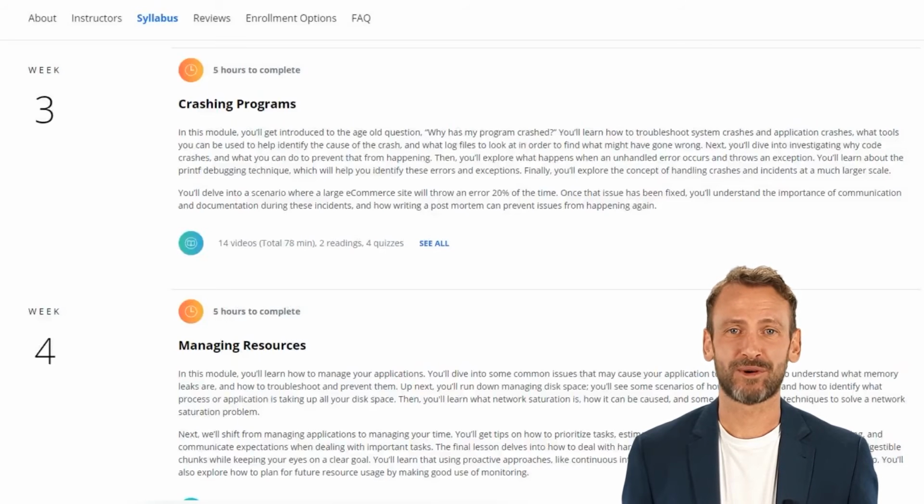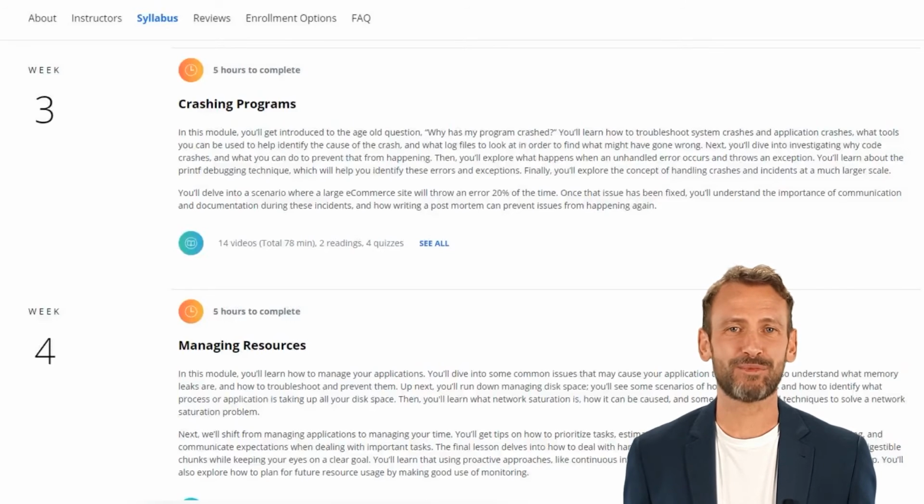Your fourth week will be managing resources. In this module, you'll learn how to manage your applications. You'll dive into some common issues that may cause your application to crash. You'll also understand what memory leaks are and how to troubleshoot and prevent them.